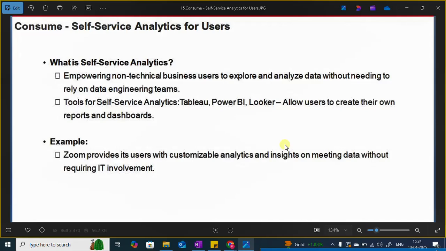Now, self-service analytics for users. What is self-service analytics? Empowering non-technical business users to explore and analyze data without needing to rely on the data engineering team. Tools for self-service analytics like Tableau, Power BI, and Looker allow users to create their own reports and dashboards. Example: Zoom provides its users with customizable analytics and insights on meeting data without requiring IT involvement. That's all about self-service analytics.